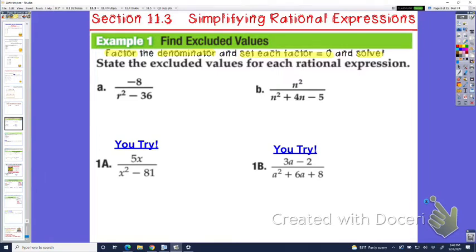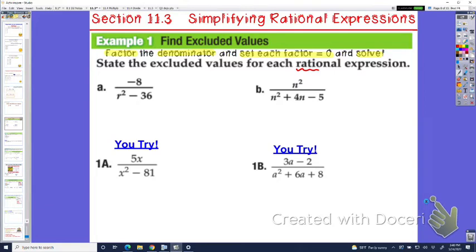So it says find excluded values. State the excluded values for each rational expression. So first of all, rational means, or there's like a shorter word, ratio, within the word rational, which means it's a fraction. So we're going to be simplifying fractions here today, and then we're going to multiply them and divide them later on in the week.